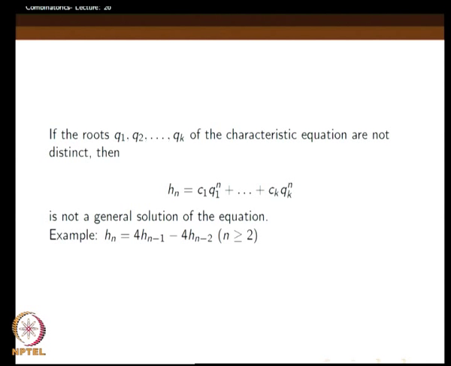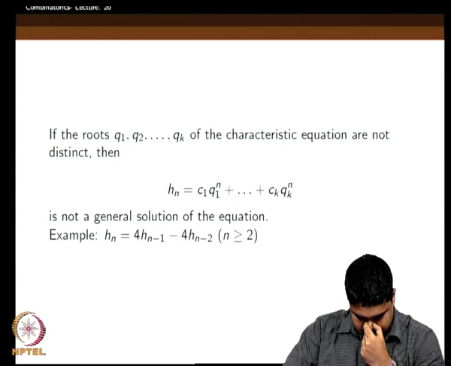Now, the second thing we want to discuss here. After the distinct root case of the characteristic equation, where all roots are distinct, now we will consider the case when all the roots are not distinct.